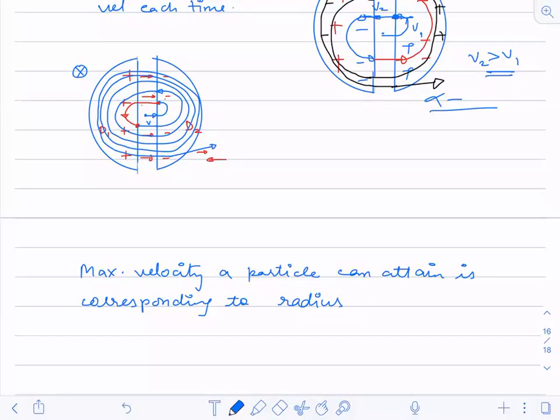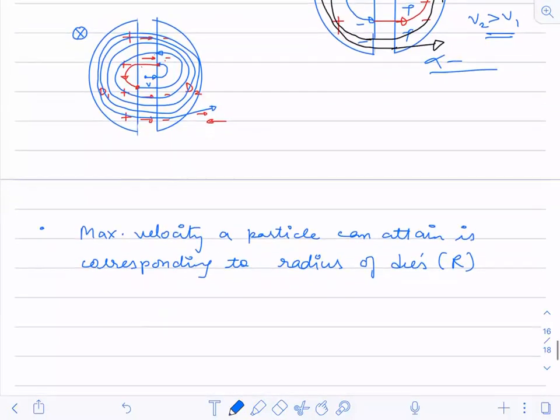So that is what we are writing here. The maximum velocity a particle can attain is corresponding to the radius of the D's, which is capital R. Understood? Fine. So we have to calculate that velocity over here, corresponding to which you will be having the maximum radius or maximum velocity.